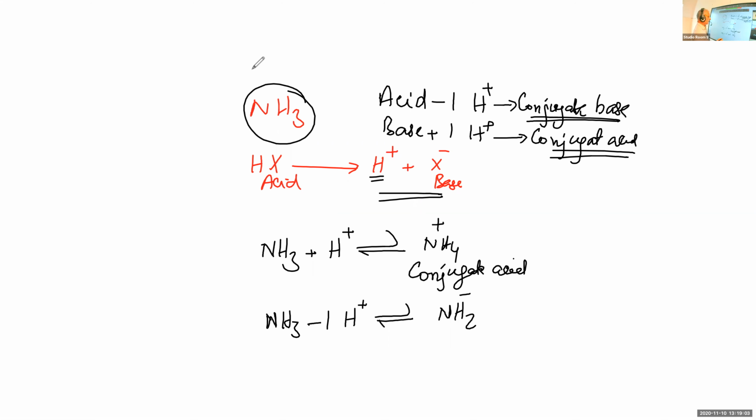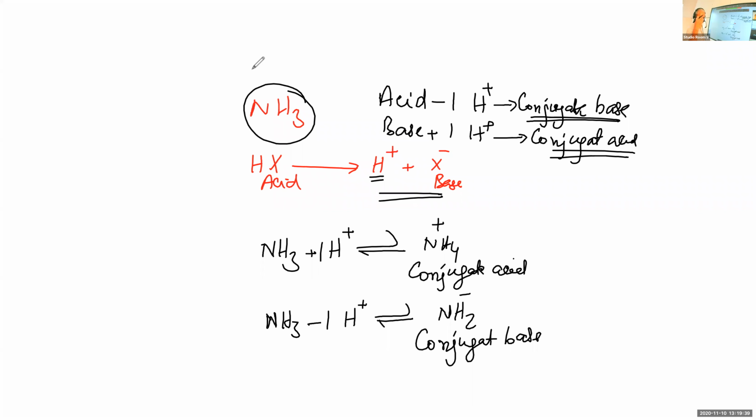And therefore, NH2 minus is the conjugate base of NH3. The conjugate base of NH3 is equal to NH3 minus 1H plus. That is the NH2 minus ion. The conjugate acid of NH3 is NH3 plus 1H plus ion. That is the NH4 plus ammonium ion. That is the conjugate acid.